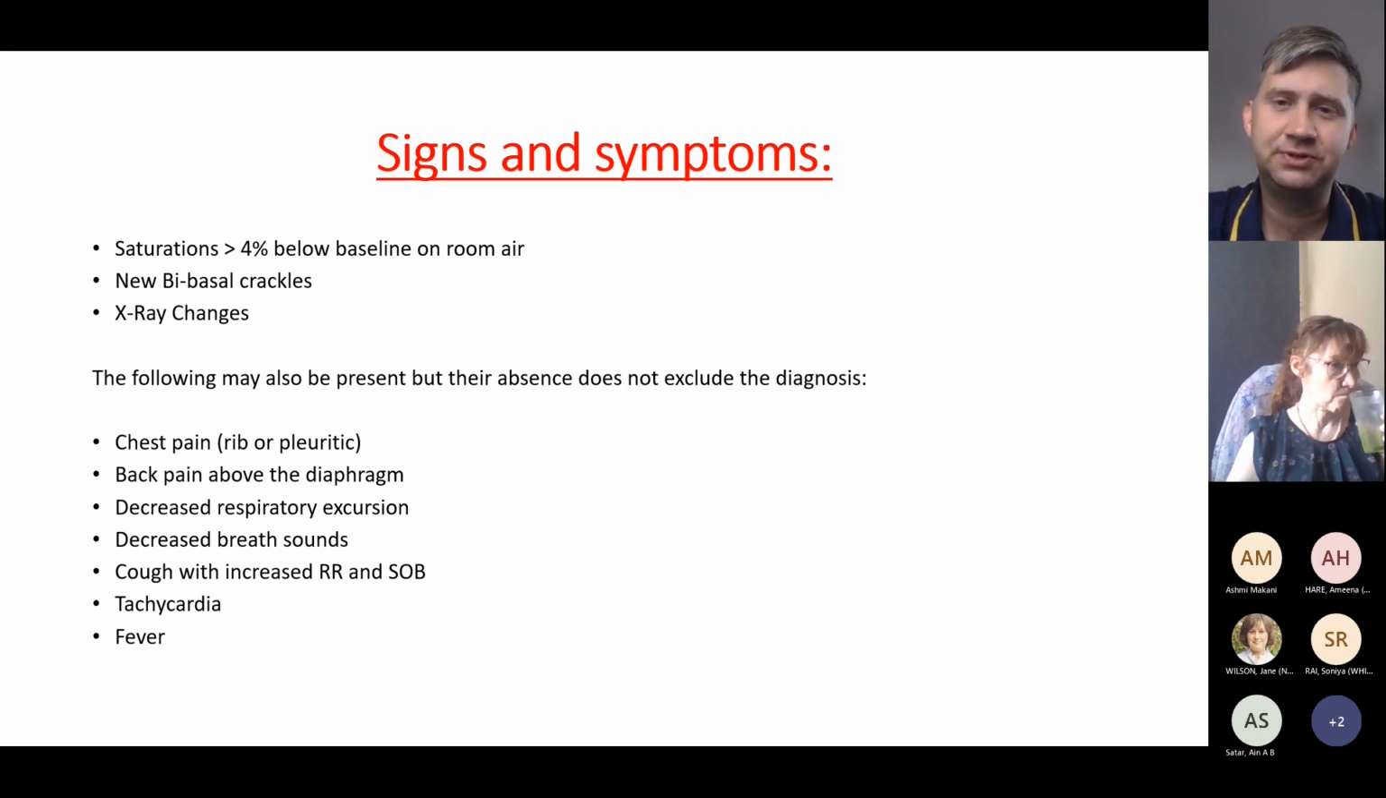New bibasal crackles, X-ray changes. So like we're saying, it's going to have some infiltrates in that X-ray. I'll show you a picture in a minute. And the following may also be present, but their absence does not exclude the diagnosis. So chest pain, so rib or pleuritic, back pain above the diaphragm, decreased respiratory excursion, decreased breath sounds, cough with an increased respiratory rate and shortness of breath, tachycardia and fever. So we have to be really careful and diagnose early for the most effective treatment to happen.